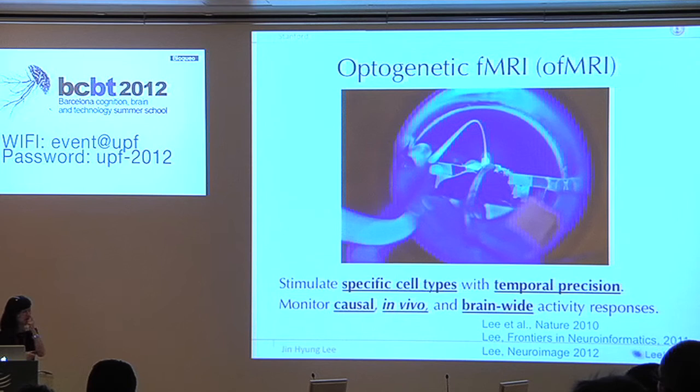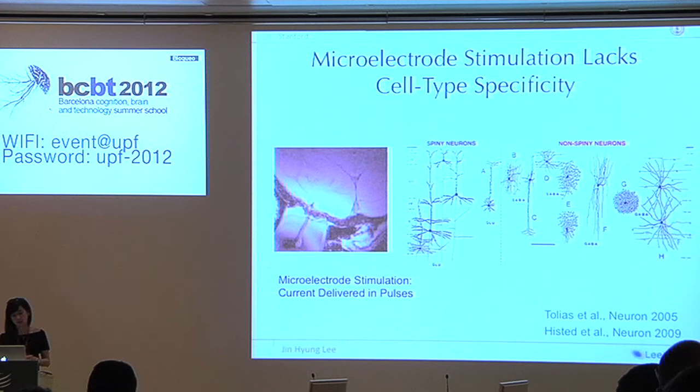And this is a picture of the system: an MRI scanner bore with the animal sitting here, with an optical fiber implanted into the brain to provide this optical control to the animal.